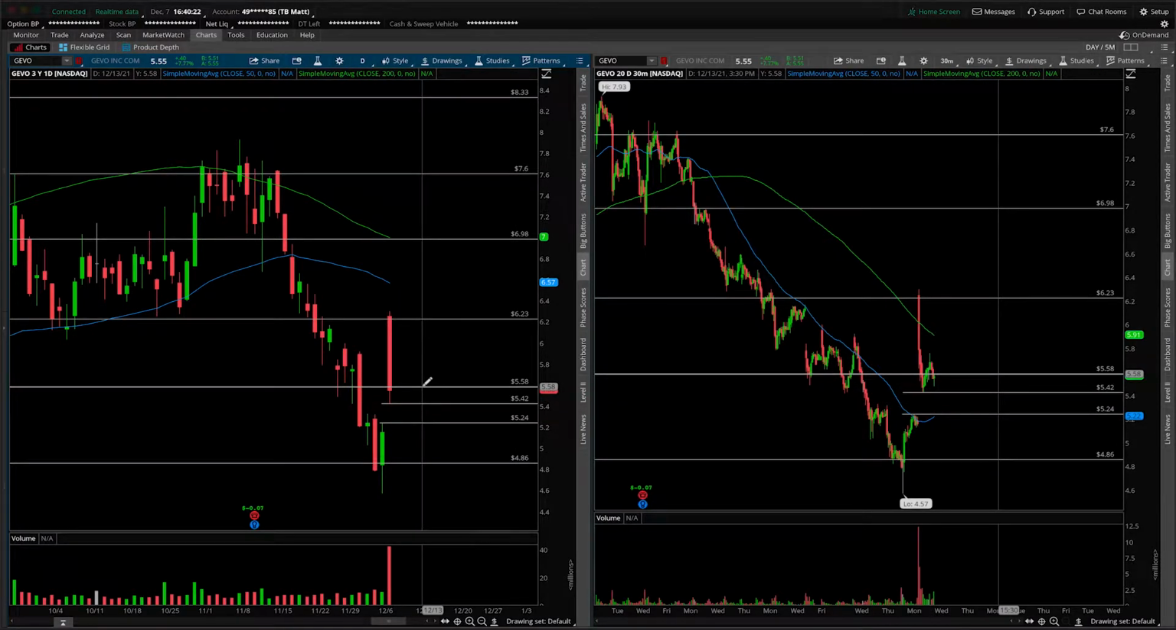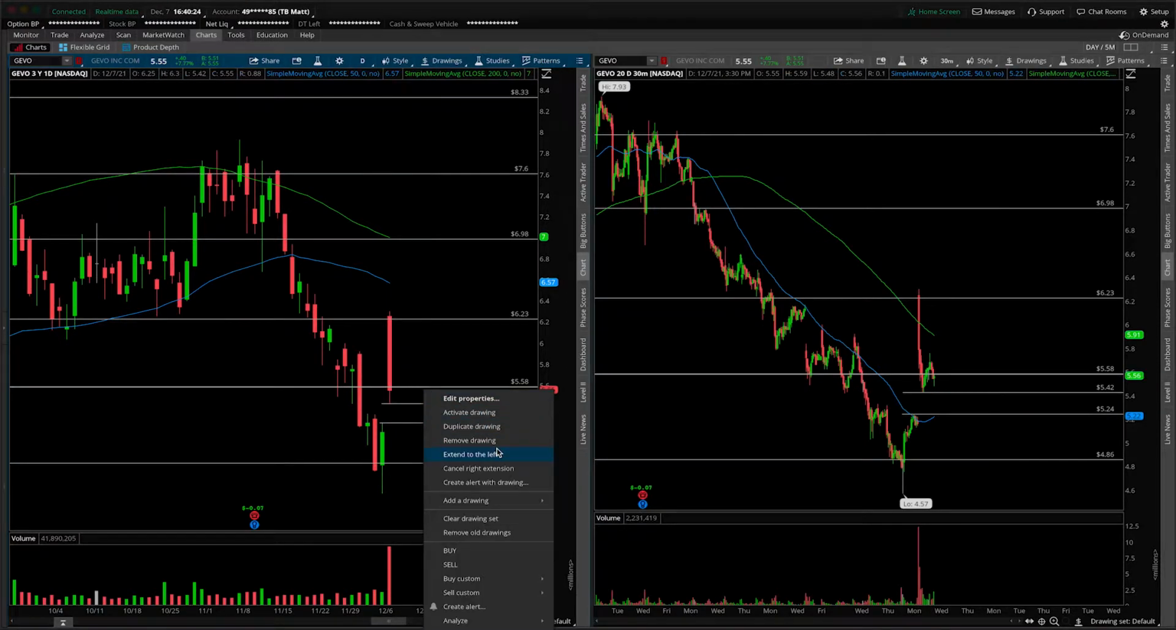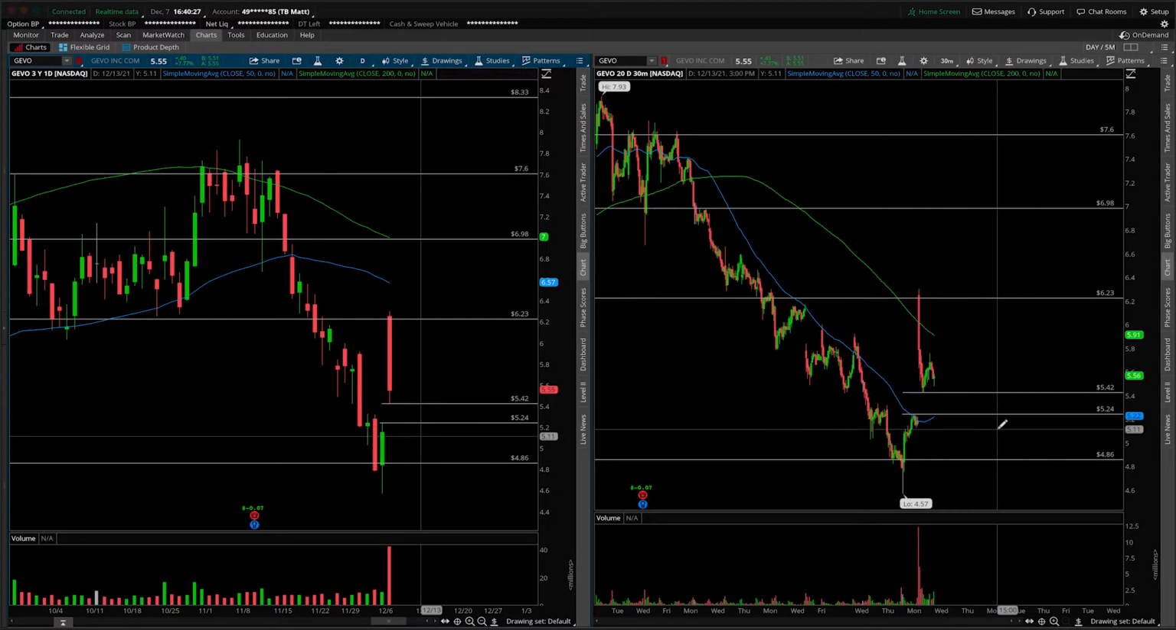So this level is no longer really important at the 5.58. It's all about the gap now underneath us. And we'll just take a closer look at the 30-minute.